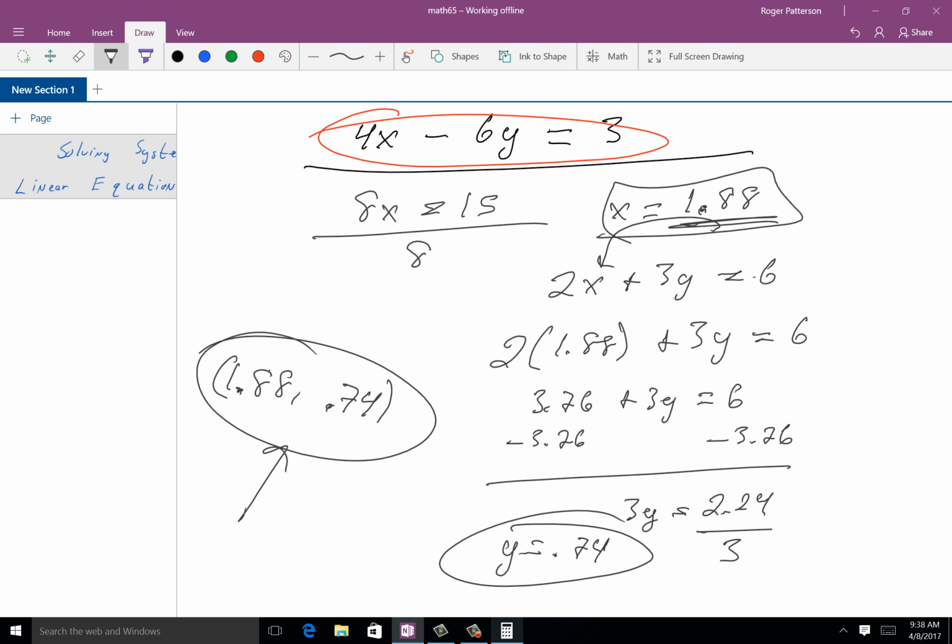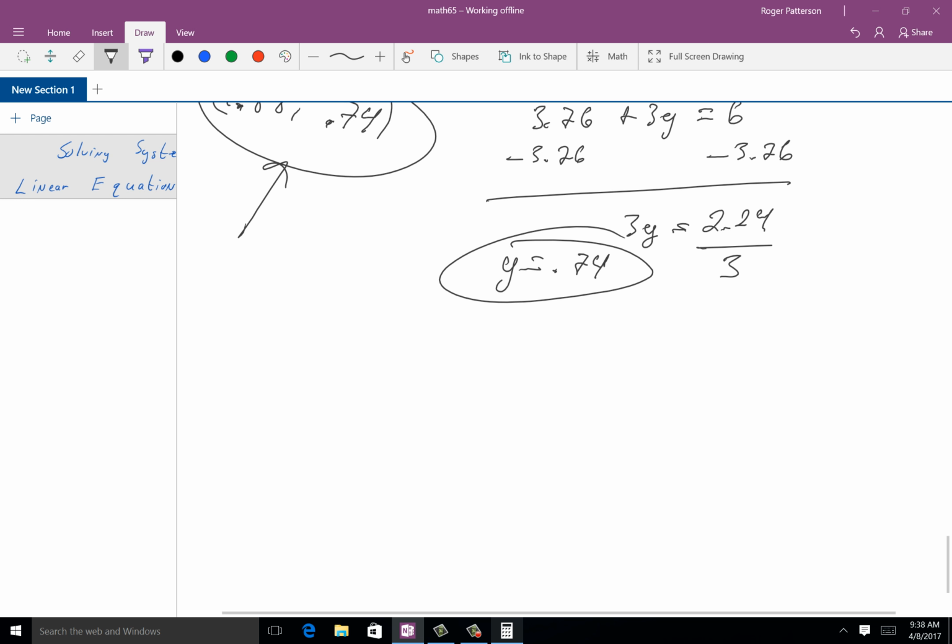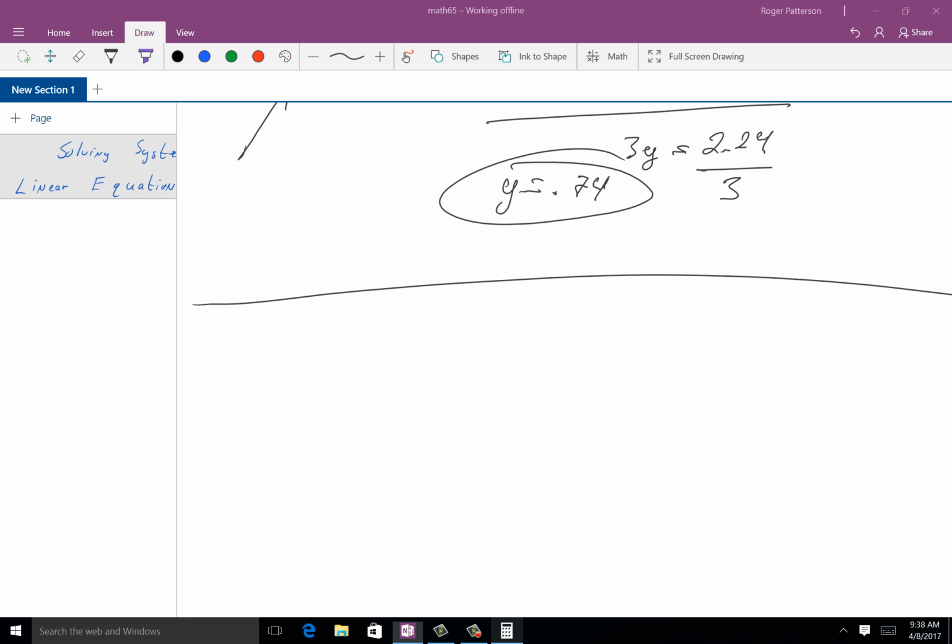You're picking a variable, you're eliminating it, and then plugging it back in and solving. All right, so let's look at some more elimination ones. So let's go with 4x plus 5y equals 20, and then we'll go 8x plus a y equals negative 8. All right, so now we have this one.